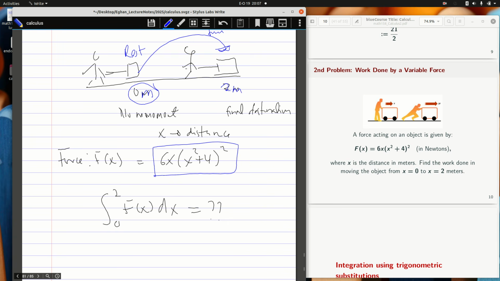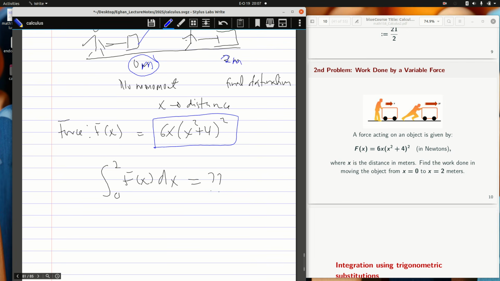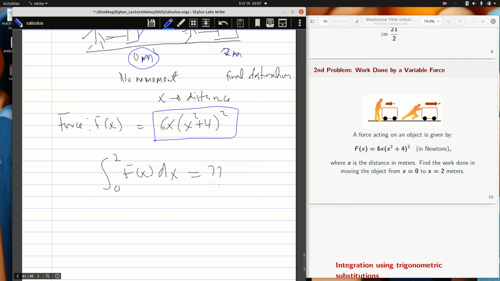But that's not it. We are asked to find the work done when the object was moved from distance 0 to 2 meters, and that's where integration comes in, because we are accumulating over some distance. So the integral from 0, when the object was at rest, to 2 meters, of the function dx. So that's the integral from 0 to 2 of 6x times (x squared plus 4) all squared dx.